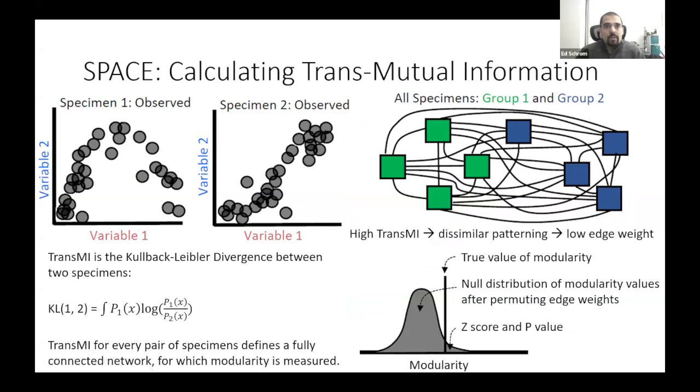Repeating this for every pair of images, we get a fully connected network where the nodes represent images and the edges are weighted according to trans-MI, such that images with more similar patterning are tightly connected and images with more dissimilar patterning are loosely connected. The modularity of the groups on that network then tells you how systematically this particular ensemble's patterning differs across the groups. Permuting the edge weights gives a null distribution of modularities to again calculate significance. And again, we usually repeat this over many ensembles to discover the specific patterns that differ most strongly across your sample groups.